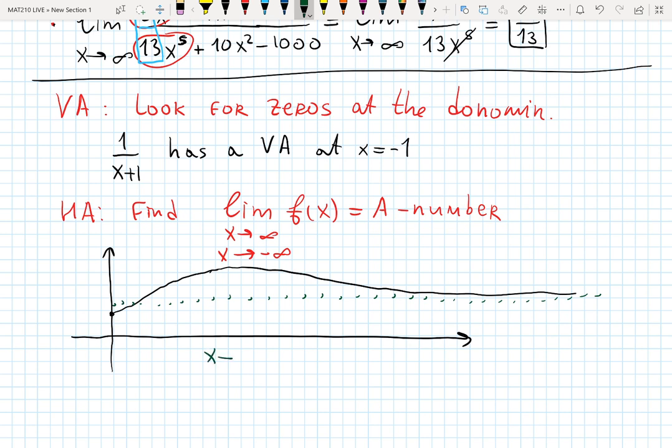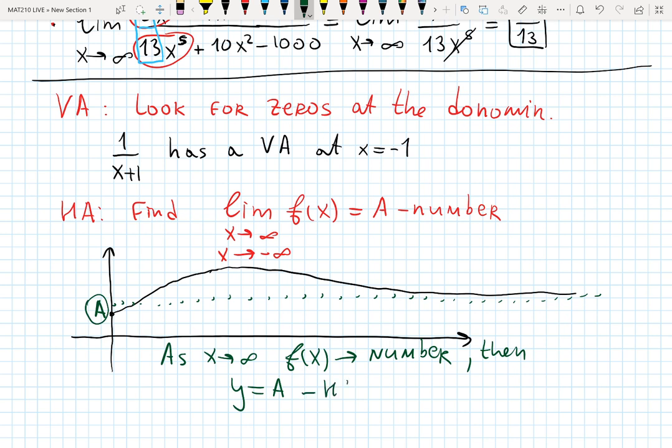If, as x goes to infinity, f of x approaches some number that's called a, that represents y equals a. Do you see it's on the y-axis, so it's y equals a, a horizontal asymptote, versus a vertical asymptote, which is x equals something. Remember this difference.